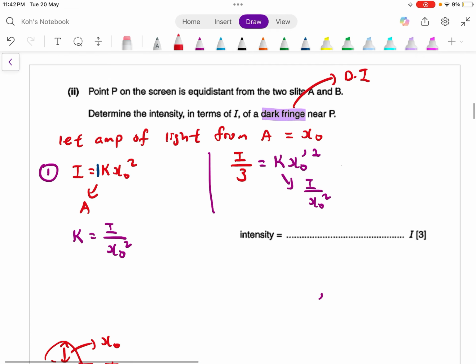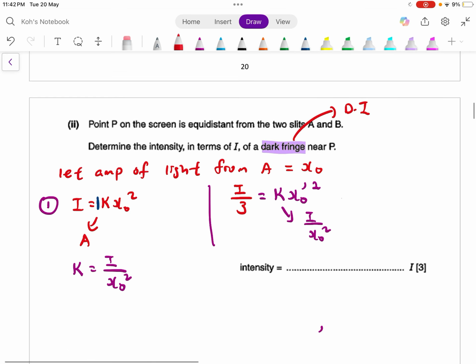The second part, we are asked to determine the intensity, in terms of I, of a dark fringe near point P. A dark fringe is normally zero intensity, but because the light from A and B have different intensity, they do not undergo complete destructive interference, but nevertheless it will still be a destructive interference. For the intensity part, just remember that we do not add or subtract intensity, it's the amplitude that adds or subtracts.